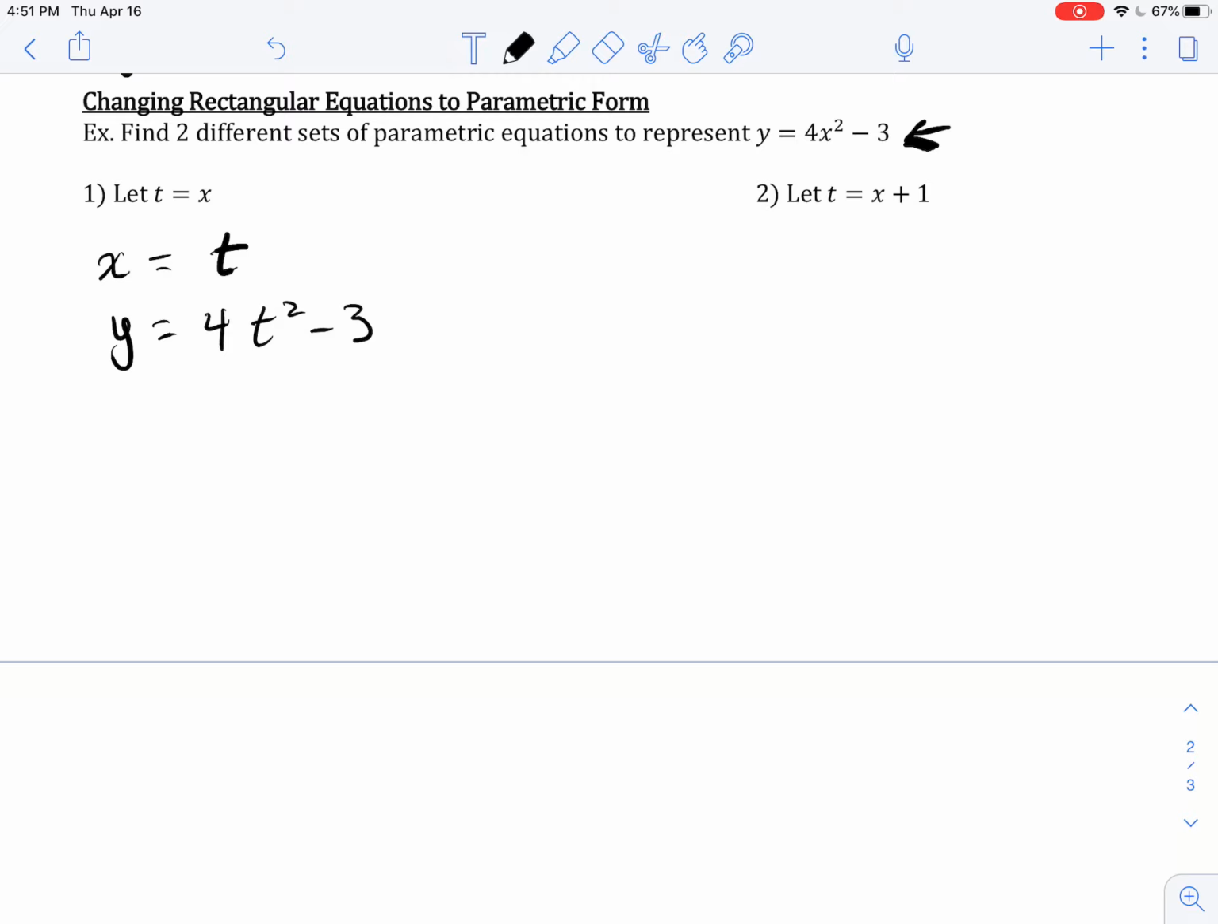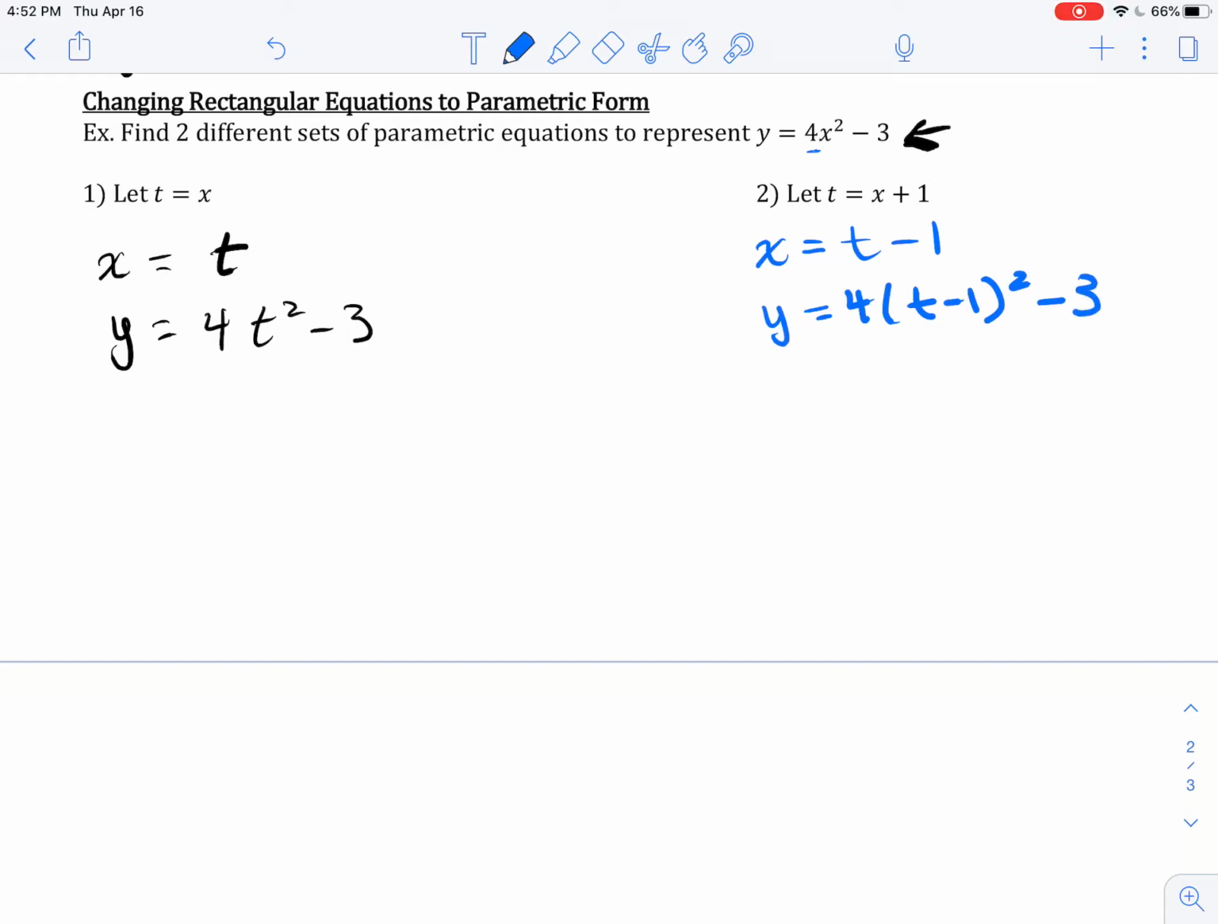But Mr. No, what if we want to make this even more difficult? Well, sure, let's spice things up a little bit. Let's say let t be equal to x plus 1. In other words, let x be equal to t minus 1. And all I'm doing there is rewriting x in terms of t. Well, if x is equal to t minus 1, then y is just going to be, again, 4 times the quantity t minus 1 squared minus 3.